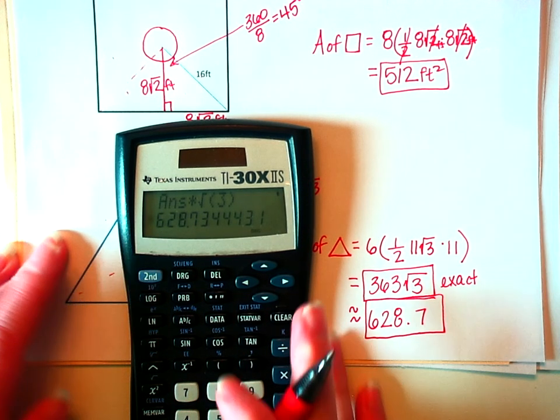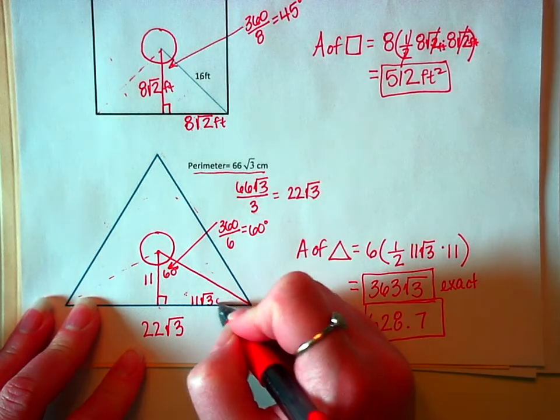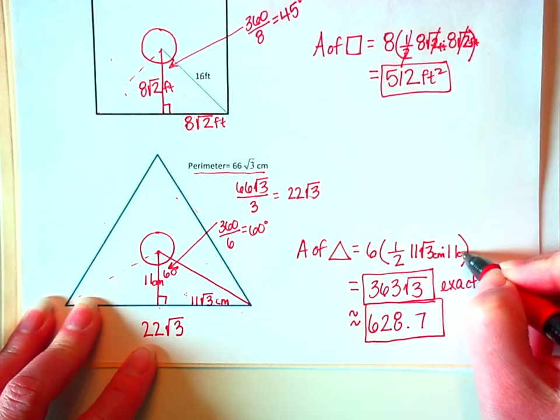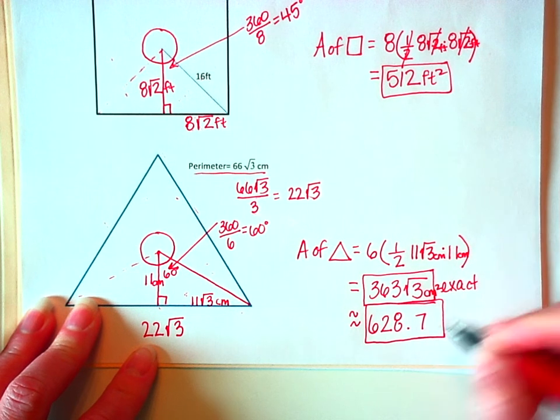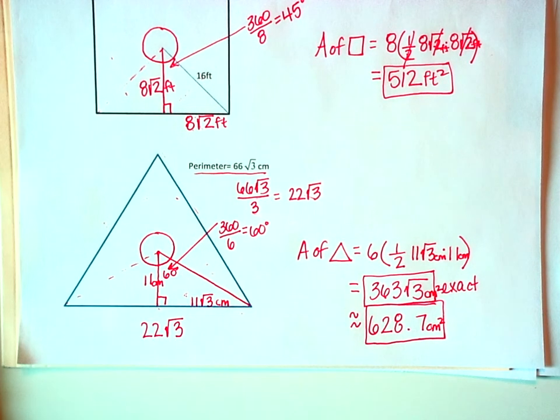Our units here were centimeters, so everything was centimeters. And then centimeters times centimeters would give us centimeters squared, or square centimeters. So that wraps up our notes for today.